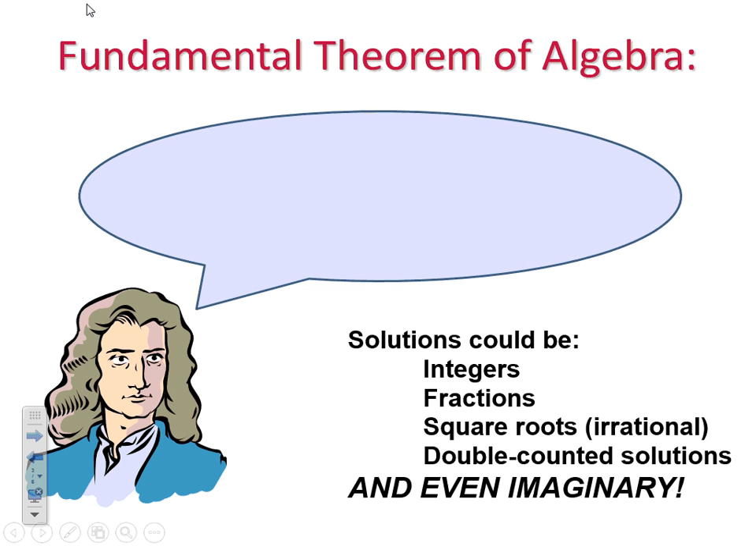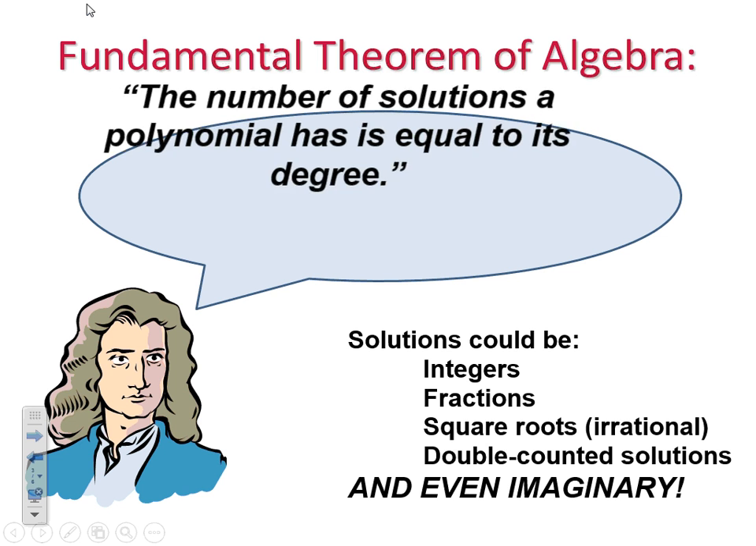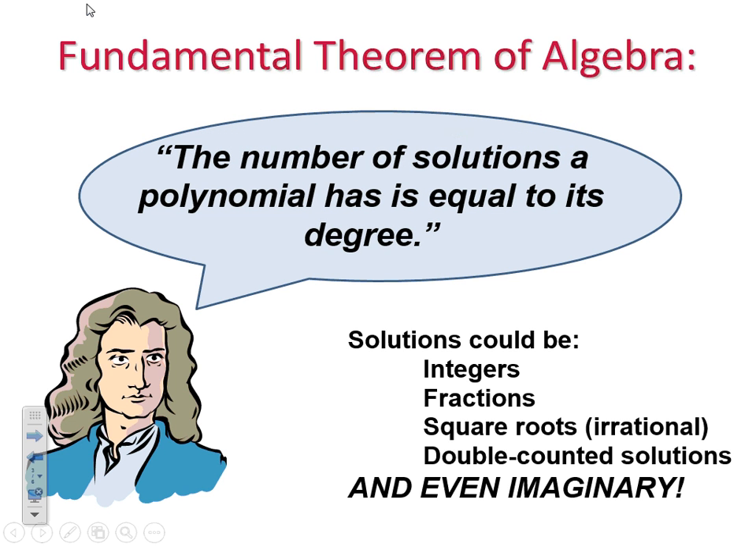Fundamental theorem of algebra, ladies and gentlemen. The number of solutions of a polynomial is equal to its degree. So whatever our largest degree is, we've been talking about that a little bit. Our solutions can be integers, fractions, square roots, double-counted solutions, and even imaginary numbers. We will have imaginary numbers, so we cannot forget about those.